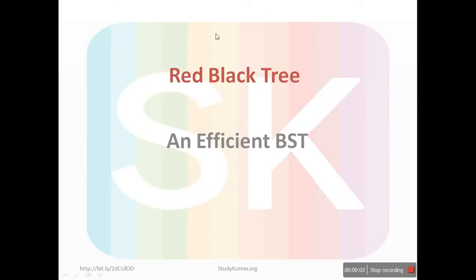Hello guys, let's understand the concept of red black tree. Red black tree is a balanced search tree data structure. So I can say a red black tree is a balanced search tree. It is a balanced search tree data structure.